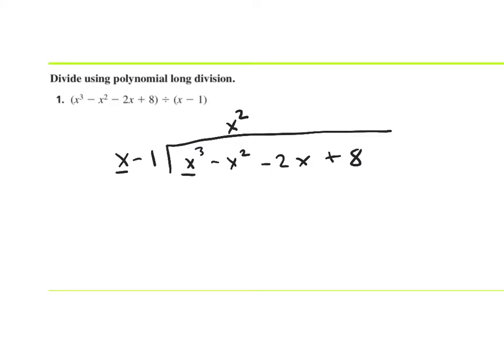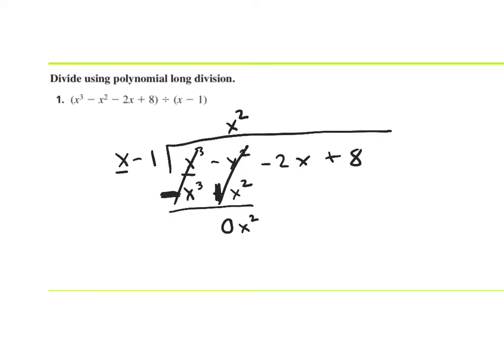Now we multiply the top and the front. So what's x squared times x? X cubed. And x squared times negative 1? Negative x squared. What do we do next? Change the sign. So this becomes a negative, this becomes a positive. First terms cancel. What happened to our second terms? They cancel. So we're just left with 0x squared.